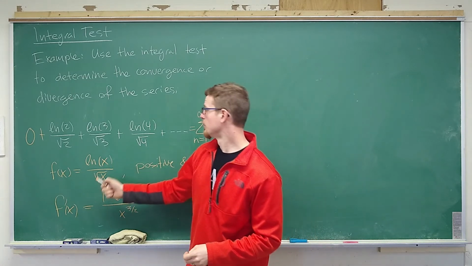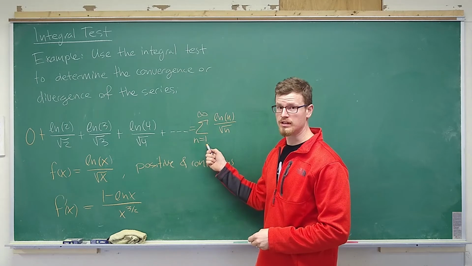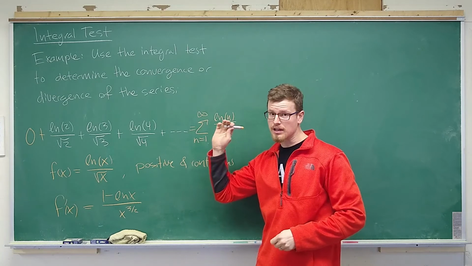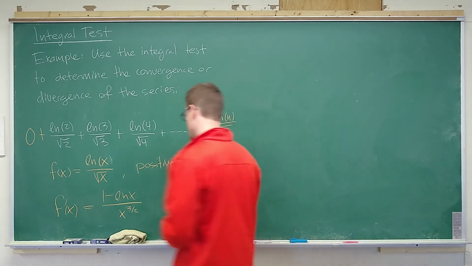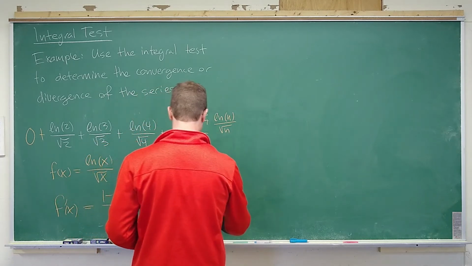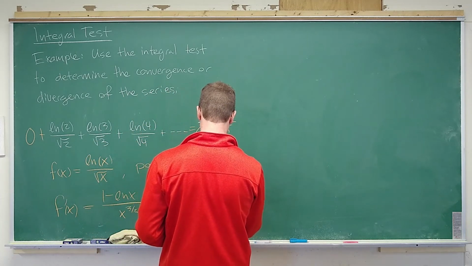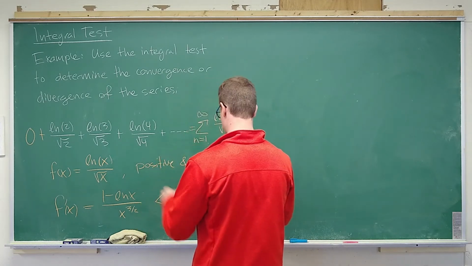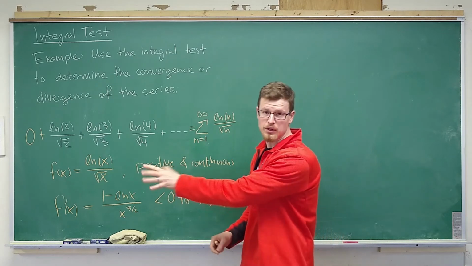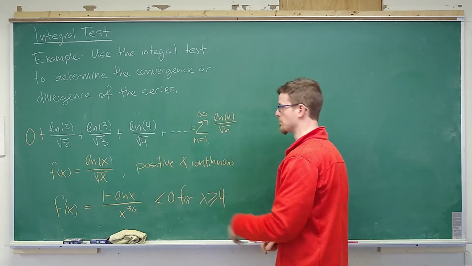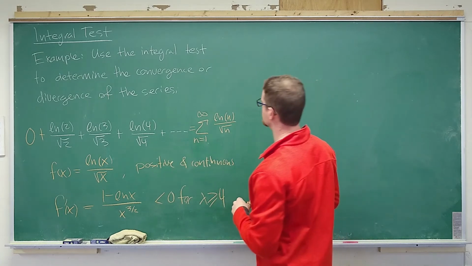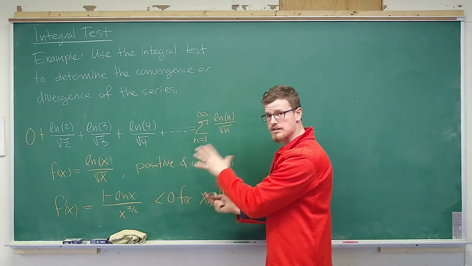So for 1 and 2, it's actually increasing. All the way up to 3, it's increasing. After 3, it's a decreasing function. So the derivative is less than 0 for x greater than, certainly for x greater than or equal to 4. We can go all the way down to e, actually, but considering we just want integer values, we'll say 4, and that's okay.